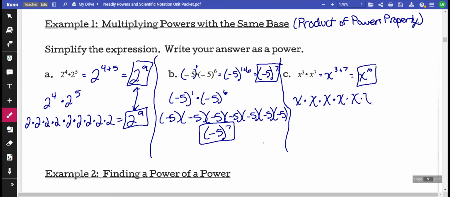So 1, 2, 3, 4, 5, 6, 7. And I'm going to add them all together, or count them all. 1, 2, 3, 4, 5, 6, 7, 8, 9, 10. So x to the 10th power. Again, same answer, just less work when you just add the exponents.